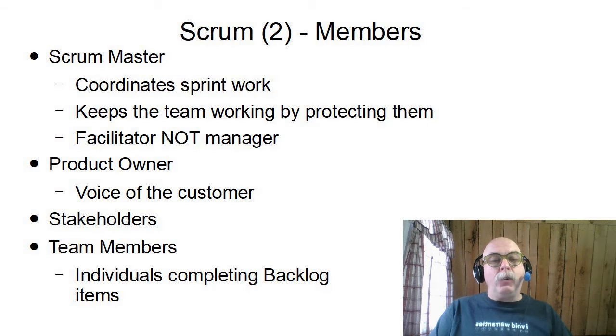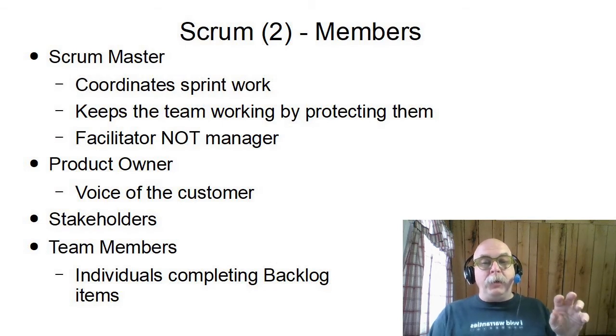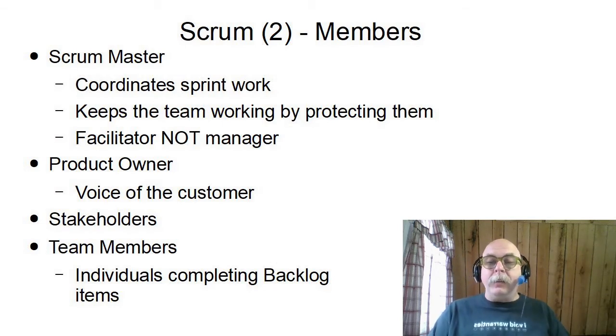The Scrum Master coordinates the work within the sprint. The Scrum Master keeps the team members working by protecting them from outside influences and multitasking and waste. So what the Scrum Master does is keep them from getting involved in some of that other stuff. And the Scrum Master is the coordinator between the Scrum team who's actually doing the work and the customers and the product owners. The product owner is the voice of the customer.